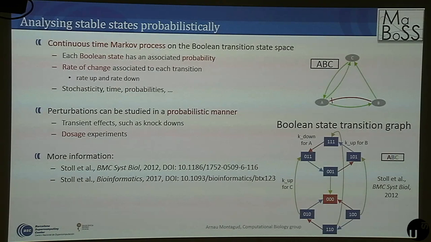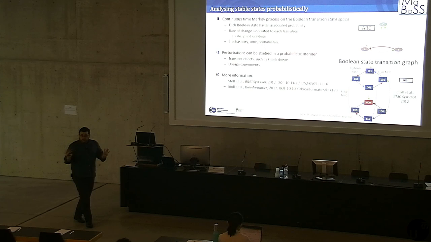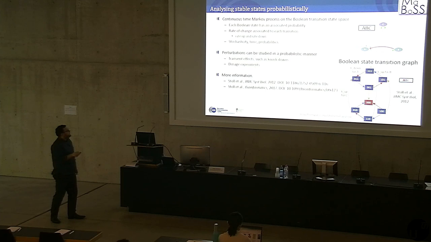So the idea of this Markov process is to associate a probability to each Boolean state. This probability is driven by a parameter for one variable to go up or one variable to go down. Depending on the value of the parameter, it will be easier to take one path or another. Imagine that you have a split path. If the probability of one is higher than the other, you would usually take that one, if you run this for several trajectories. So then you have a rate of change associated to each transition. Now we can work on stochasticity, on time or pseudo-time, and on probabilities.